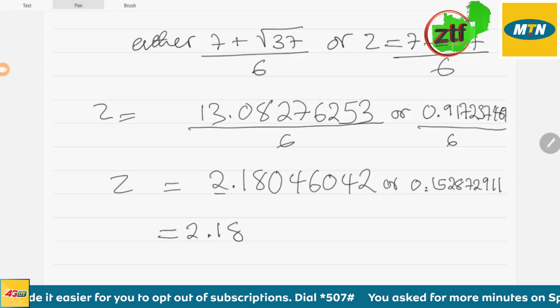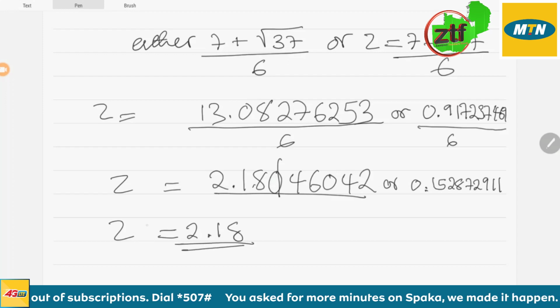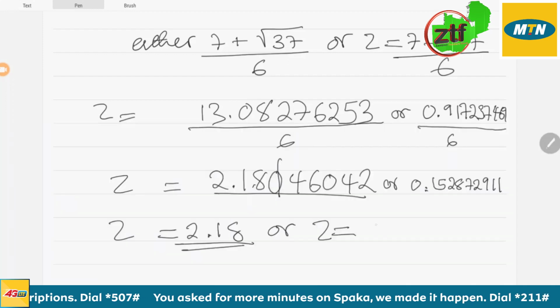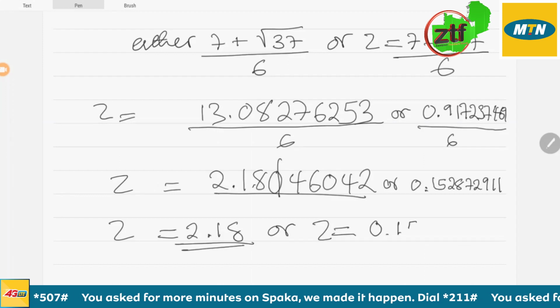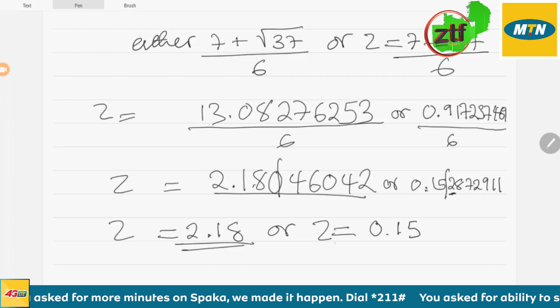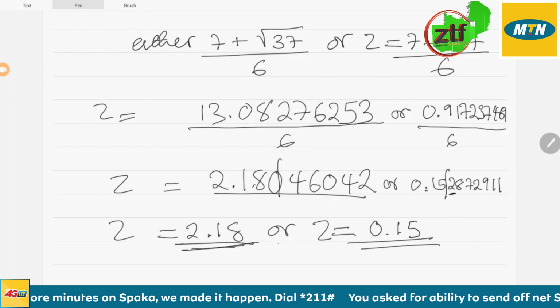So we have 2.18. When we look at this, is this digit 5 or above? It is 0, so it cannot round off this one. So this will be one value of z, and the other value of z will be 0.15, and then the 2 here cannot change that. So these are the solutions for our quadratic equation.